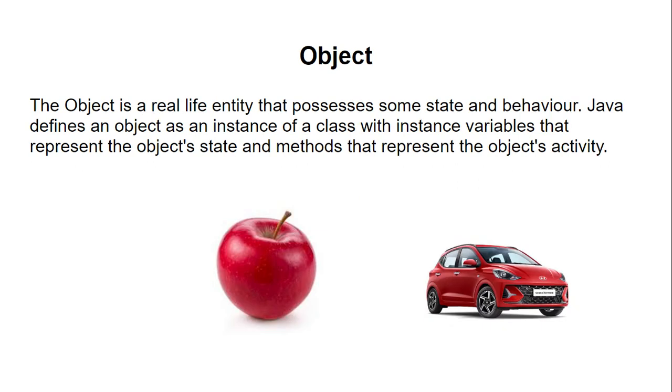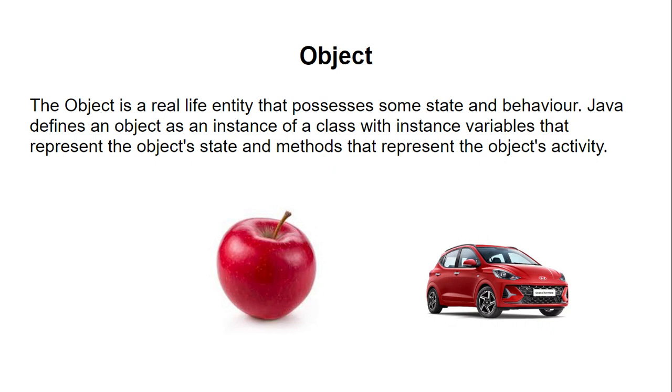If we talk about an object, an object is a real life entity that possesses some state and behavior. Java defines an object as an instance of a class with instance variables that represent the object state and methods that represent the object activity. These are the terms: instance, class, instance variable. What are these things? We will see in a different video.